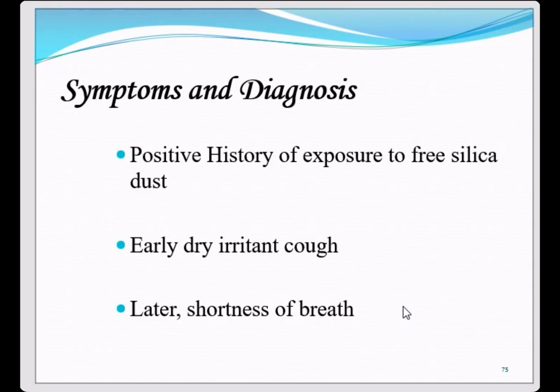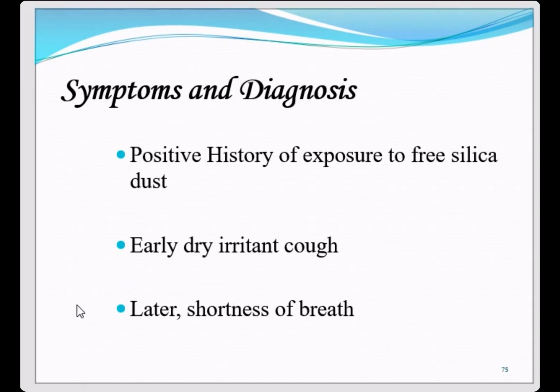So how do we diagnose a silicosis patient? We need three different things. The first is a positive history of exposure to free silica dust. During the investigation, ask the patient about his job and occupational exposure to silica dust, and go to the working place to measure the concentration of the silica dust. You will also find that the patient at an early time will have an irritant cough. This is a dry irritant cough.